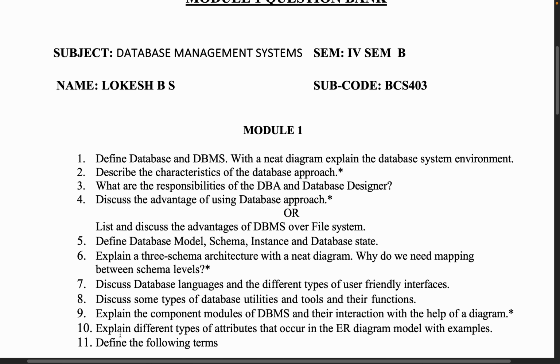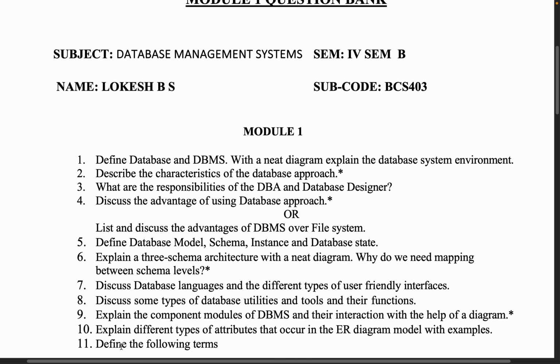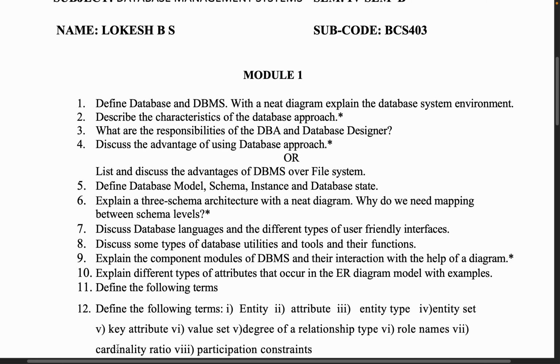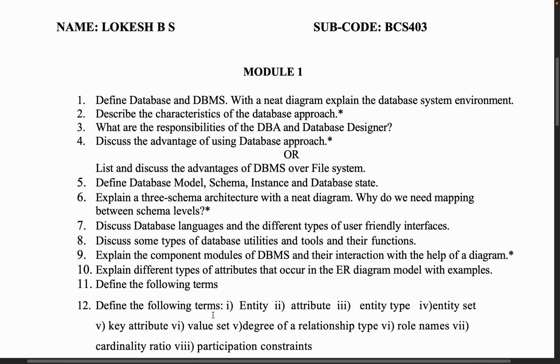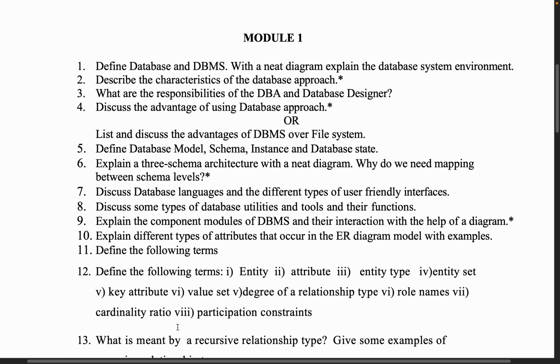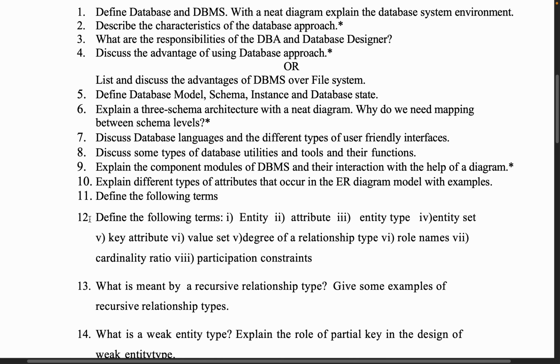Then the tenth one: explain the different types of attributes that occur in ER diagrams and models with examples. And the eleventh one: define the following terms: entity, attribute, entity type, entity set, key attribute, value set, degree of relationship, role names, cardinality ratio, participation constraints. These are the most important definitions we have to learn. If you learn them, you will get 5 marks for sure. This one is easy.